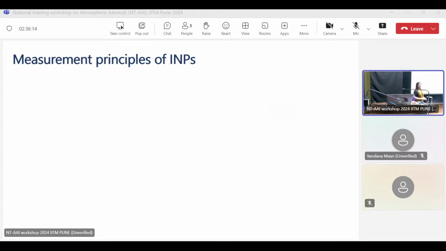So, measurement principles of INP. By now we have understood what INPs are, what the characteristics of aerosols are which make them INP, what are the different modes which are used for measurements of INP, and now we are coming to the measurement principles of INP.